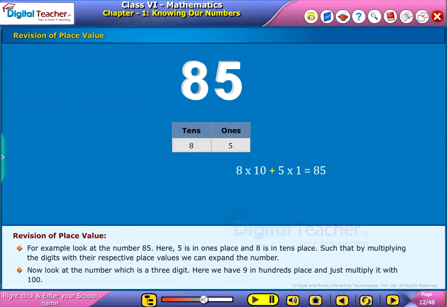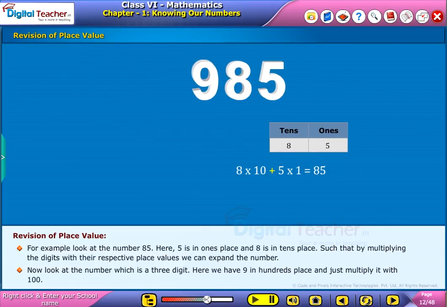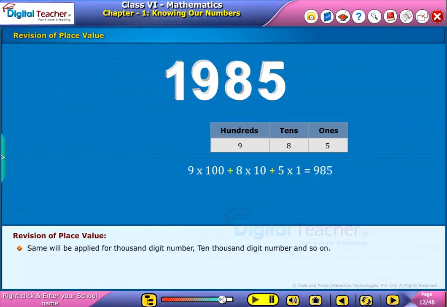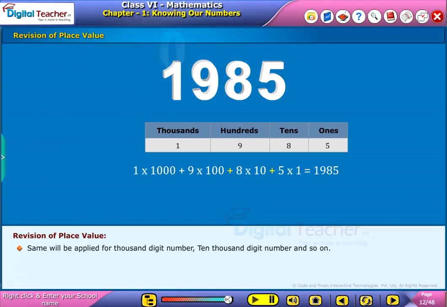Now, look at the number which is a 3-digit number. Here, we have 9 in hundreds place and just multiply it with 100. The same will be applied for a 4-digit number, a 5-digit number, and so on.